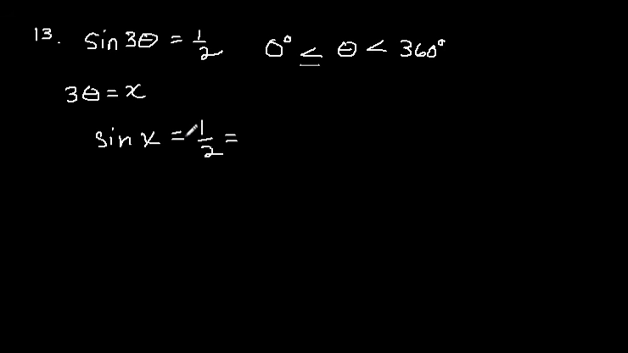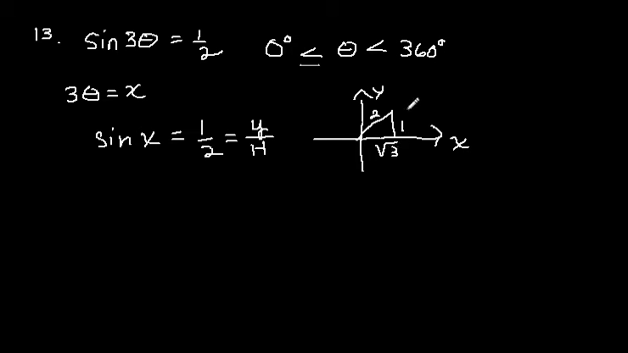This is sine of 1/2. Remember, sine is y over hypotenuse. So if we did a little sketch here, the y would be this way, it would be 1, and the hypotenuse is 2. This would be the square root of 3. So we know that this is, from experience, a 30-degree angle.